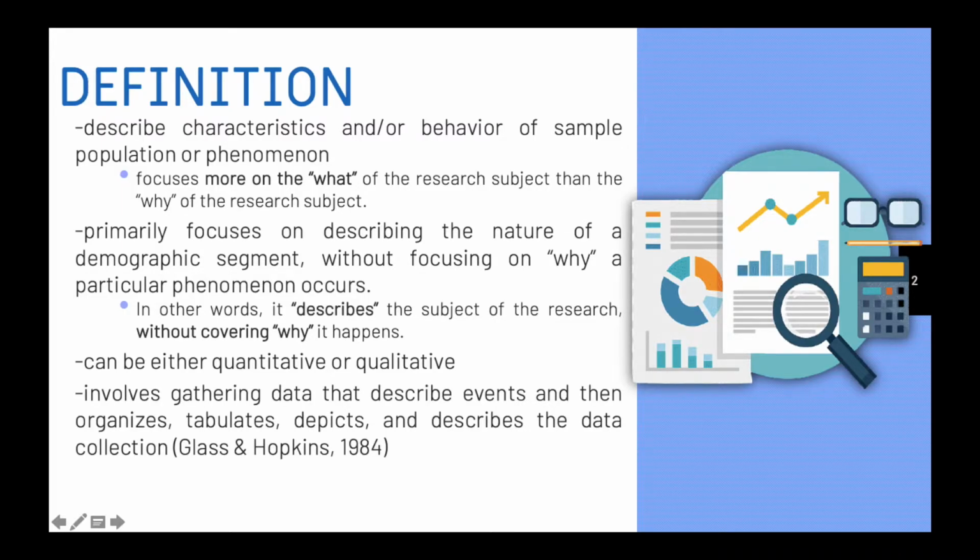According to Glass and Hopkins in 1984, descriptive research involves gathering data that describe events and then organizes, tabulates, depicts, and describes the data collection. It often uses visual aids such as graphics and charts to aid the reader in understanding the data distribution. Because the human mind cannot extract the full import of a large mass of raw data, descriptive statistics are very important in reducing the data to a manageable form.